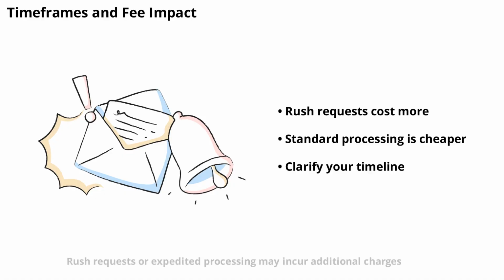The time frame for fulfilling your records request can also impact the fees. Rush requests or expedited processing may incur additional charges, while standard processing is usually less expensive. If you're not in a hurry, opting for regular processing can help keep costs down. Always clarify your timeline needs with the agency to avoid unnecessary fees.